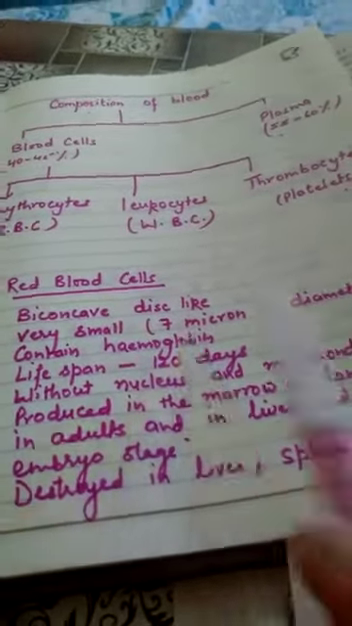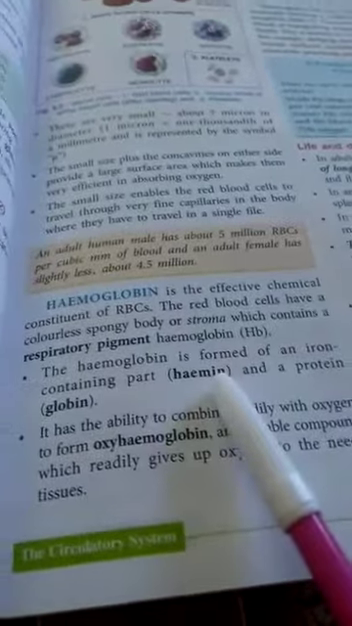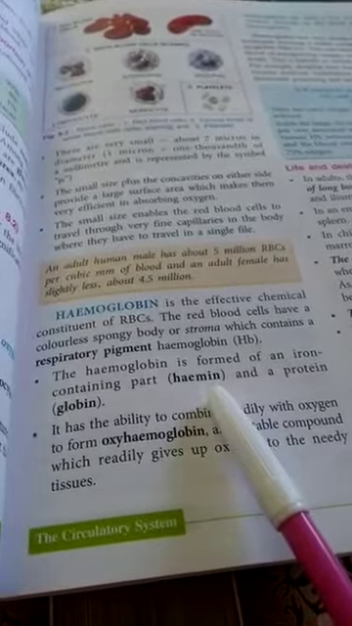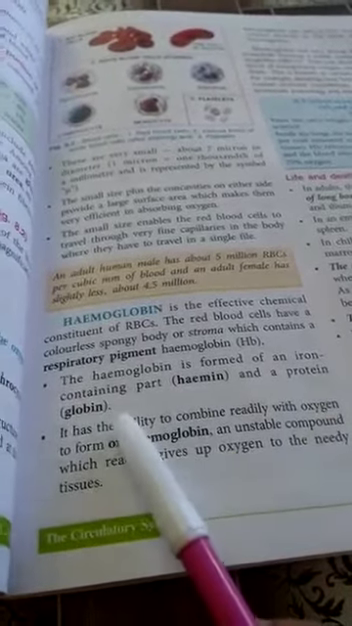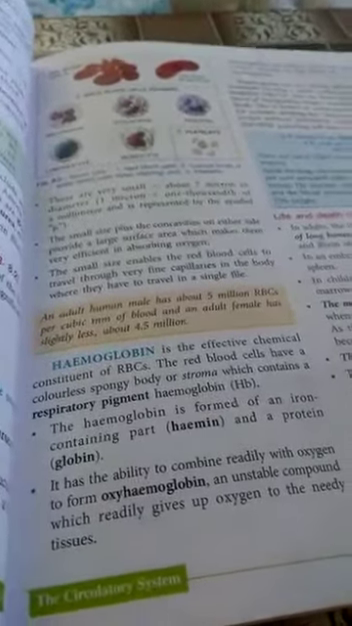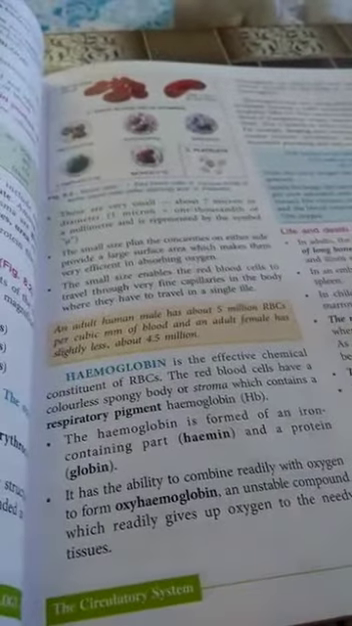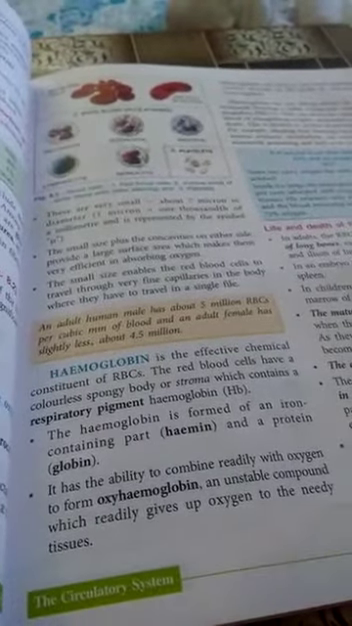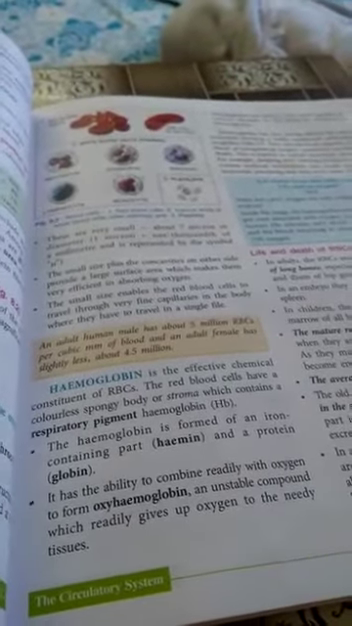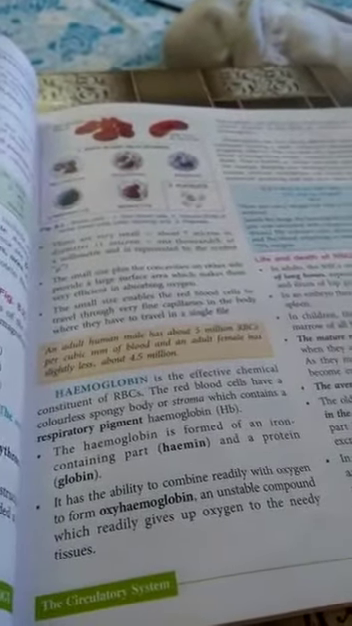This hemoglobin pigment is made up of two important parts. The first part, the iron containing part, is known as hemin, and the protein portion is known as globin. This hemoglobin has an ability to combine with oxygen gas. It combines with oxygen to form oxyhemoglobin. Oxyhemoglobin is an unstable compound. When this oxyhemoglobin reaches the different cells of the body, there it breaks down into hemoglobin and oxygen.